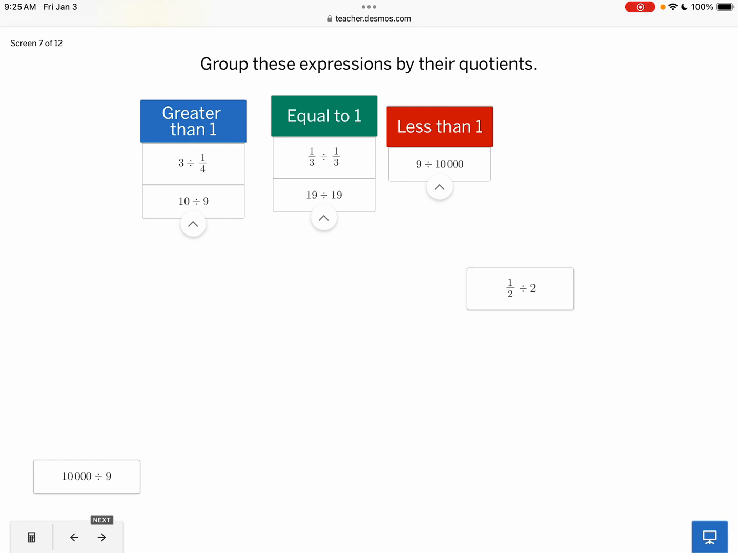Next one is 1/2 divided by 2. We have to think, is 1/2 bigger than 2 or smaller than 2? Half is smaller, so less than 1. Then our last one, we have 10,000 divided by 9. Well, 10,000 is bigger than 9, so that would be greater than 1. So that is how we would group those. That's the trick: you look at the first number. If it's bigger than the second number, then it's greater than 1. If it's smaller than the second number, then it is less than 1.